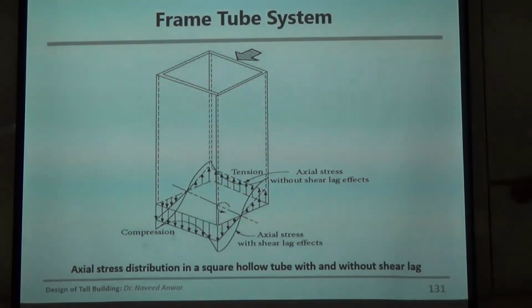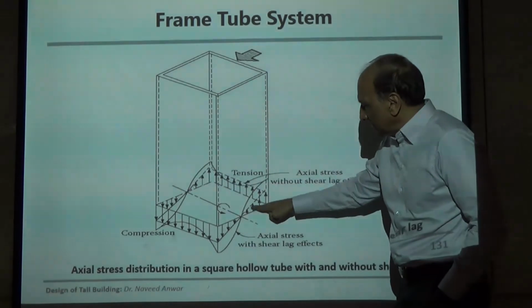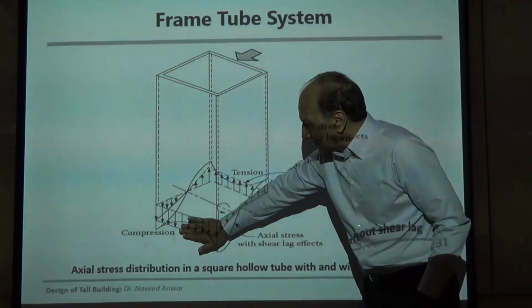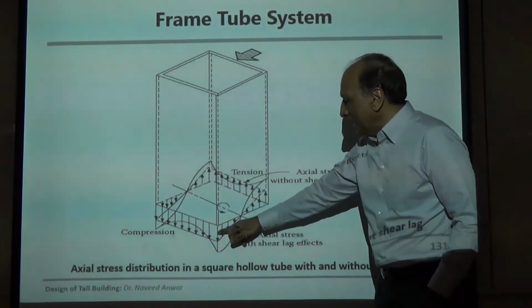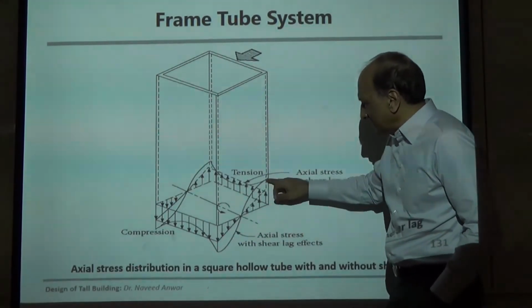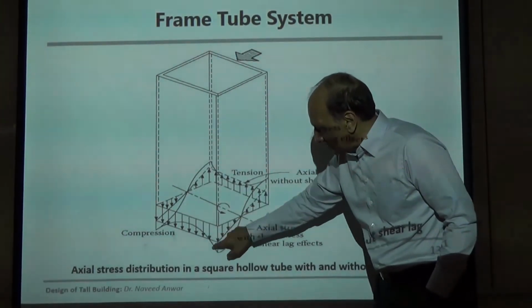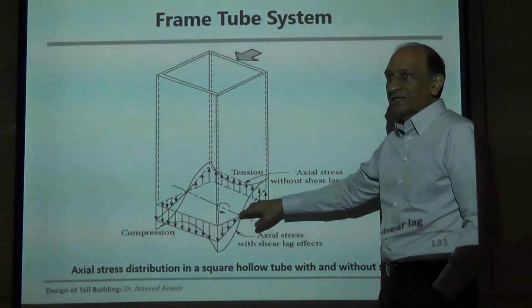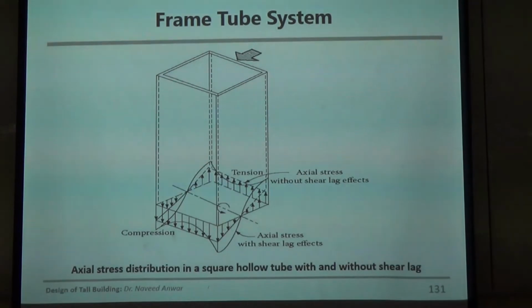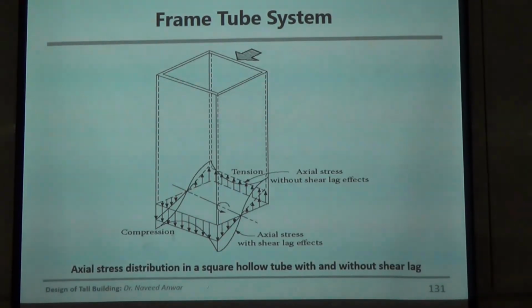So you can see the difference. This is the idealized, linear stress distribution, tension here, compression here, and linear variation on this side. But for a shear lag, it will go like that. It will be more concentrated around the corners, less concentrated in the middle. So this non-linear distribution of stress is caused by the shear lag phenomenon for tubes, which comes from the local deformation of columns and beams, right?